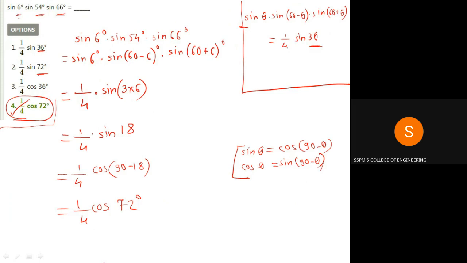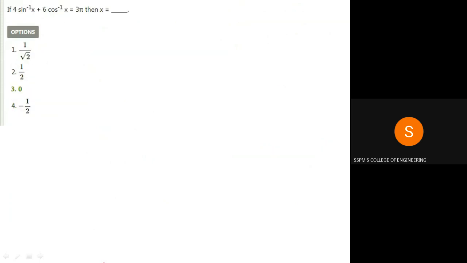Now the next example. What is given in this example? 4 sine inverse x plus 6 cos inverse x is equal to 3 pi.